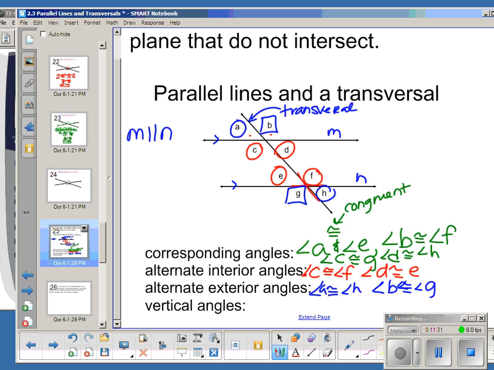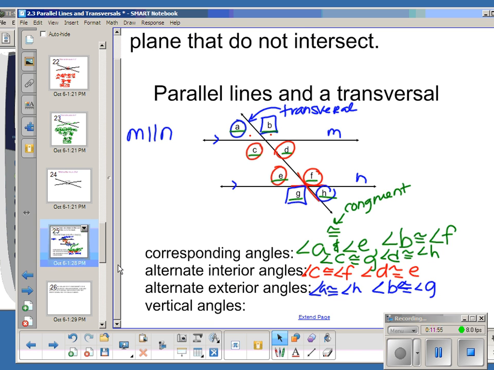All right, and lastly, we already looked at vertical angles, but we can list some vertical angles. There's a lot in here. B and C are vertical. A and D are vertical. Find the other two. E and H and F and G are also vertical. So again, vertical means across from.